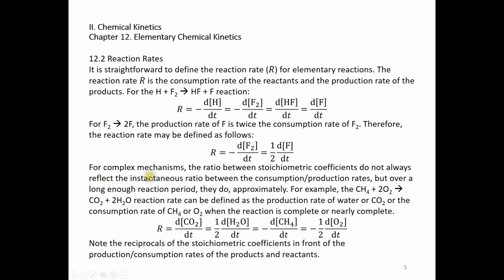For complex mechanisms, the ratio between stoichiometric coefficients does not always reflect the instantaneous ratio between the consumption or production rates, but over a long enough reaction period they do, approximately. For example, if we look at the combustion of methane in oxygen, we cannot easily define the instantaneous reaction rate. It's just because when CH4 is consumed, we're not really getting one CO2 or one water.